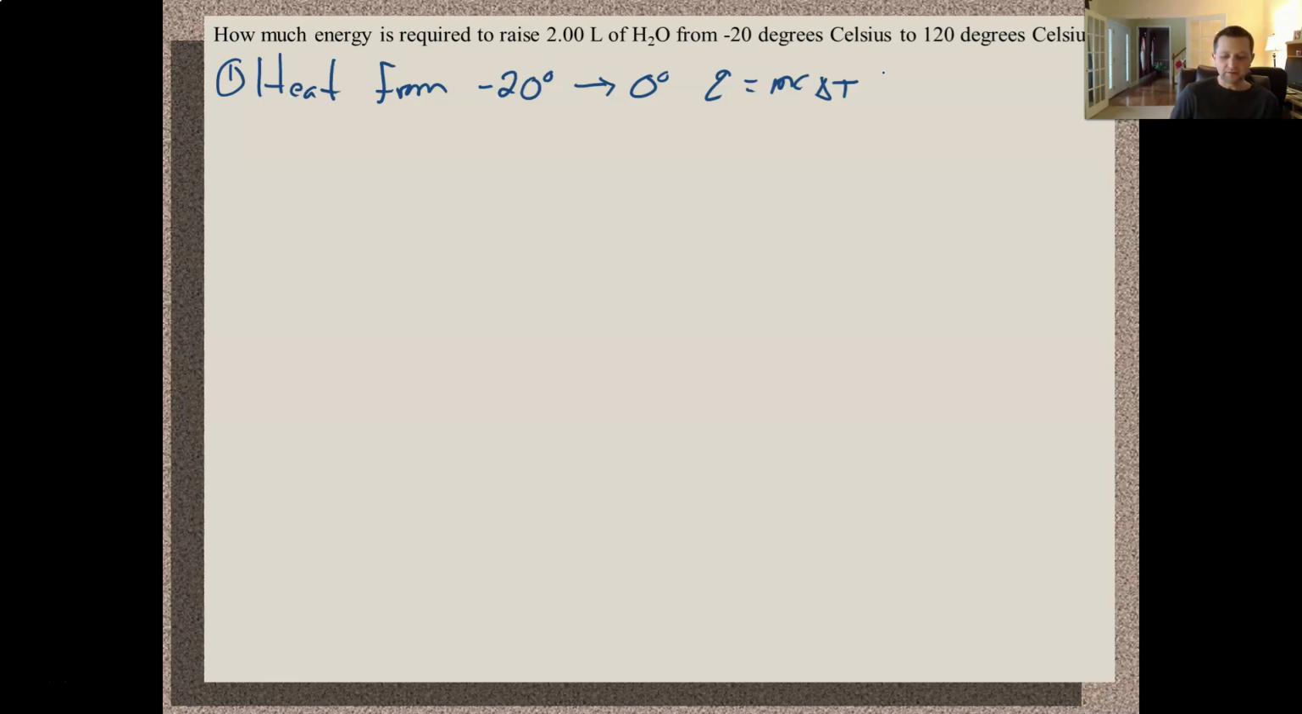Okay, so let's go through and figure out how much energy that part of it takes. So Q equals M. Now be careful, because 2 liters of water is 2,000 milliliters. Okay, and then the density of water we're just going to say is 1 gram per milliliter. So you get 2 liters into 2,000 milliliters. The density is 1 gram per milliliter, so you have 2,000 grams.